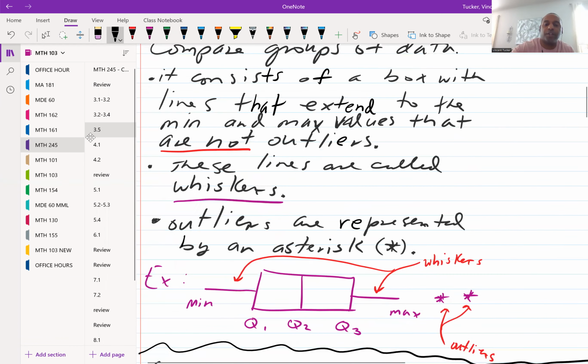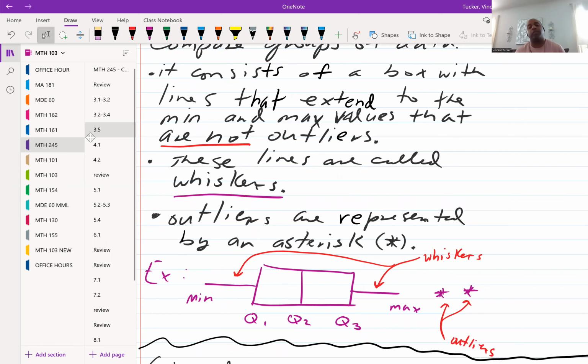All right, that's a generic representation of your box plot. Notice you have Q1, Q2, and Q3 that represent the vertical lines of your box. And then extended from the box, it goes to your minimum and maximum values. And then if you have any outliers, you can represent them by asterisks.